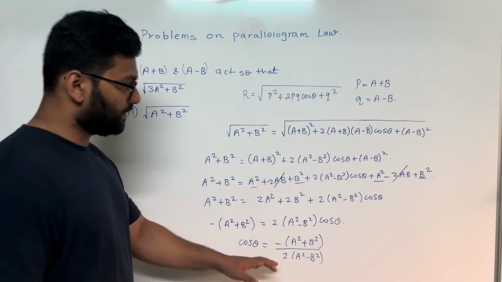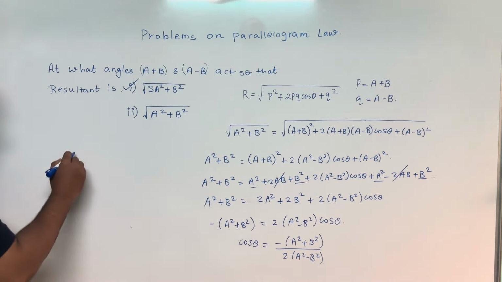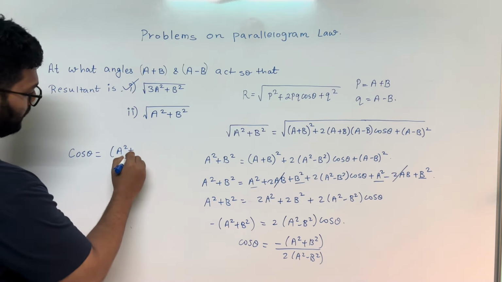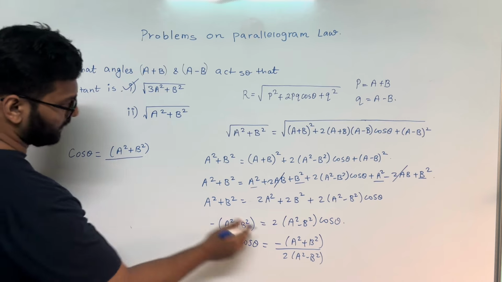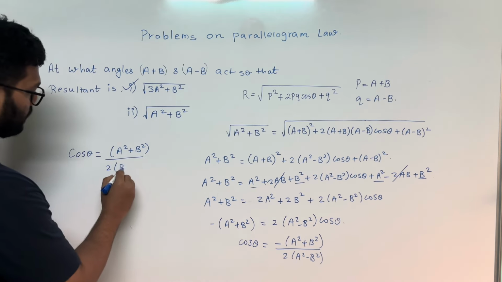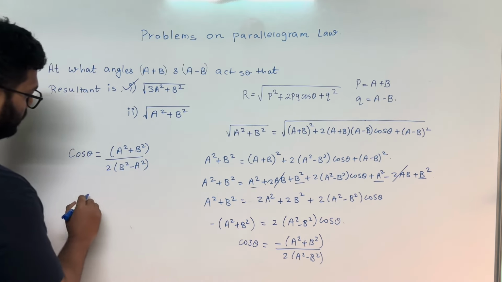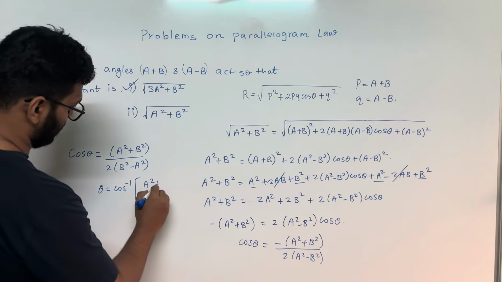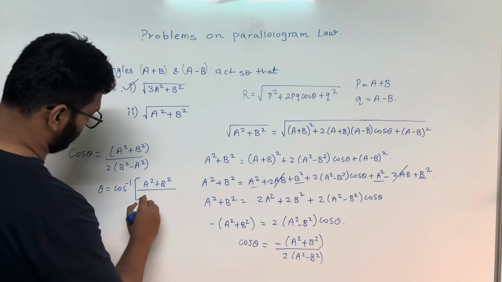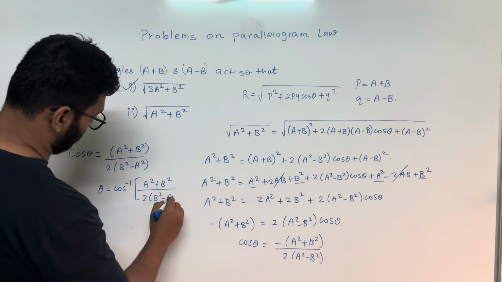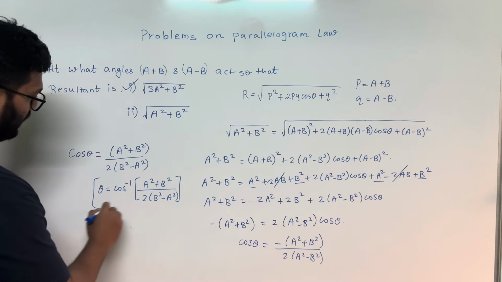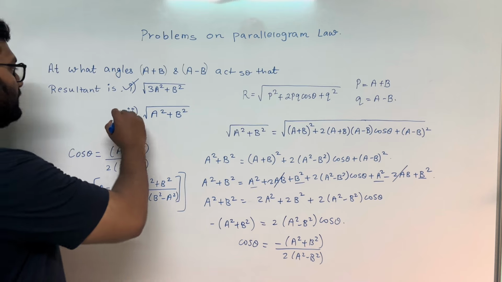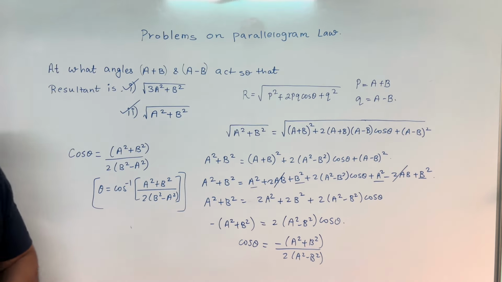Since it will not be visible, I will write it over here. So cos theta can be written as (a square plus b square). Let me absorb that minus sign in the denominator and you will get b square minus a square, right? So from here theta will be cos inverse of (a square plus b square) upon 2 times (b square minus a square). This is going to be your theta in this second one. Okay, so we have done this as well. Let's look at the next question.